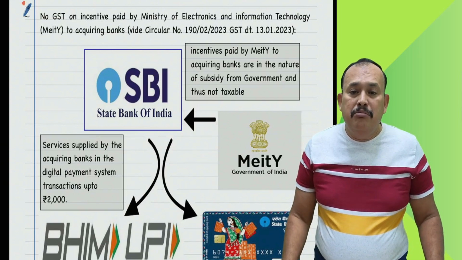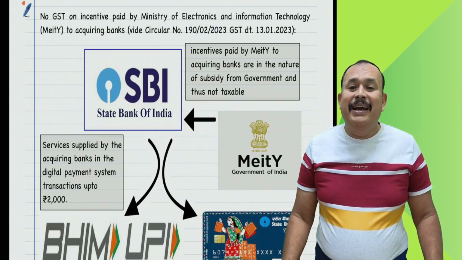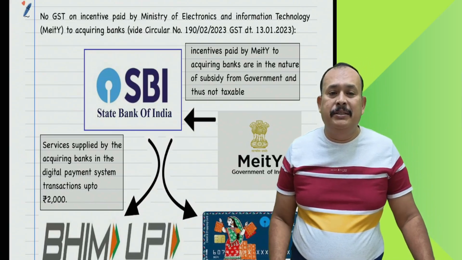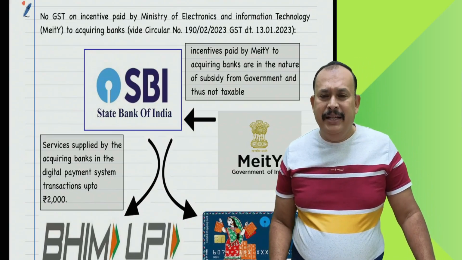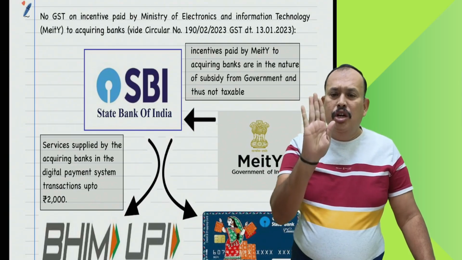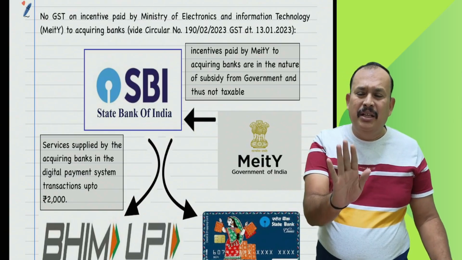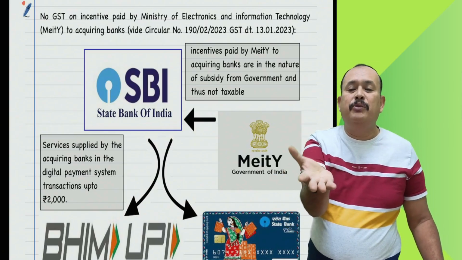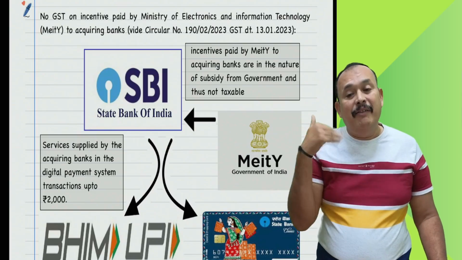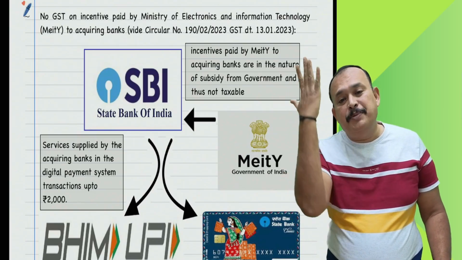Then the Ministry of Electronics and Information Technology, MeitY, says, you don't worry banks, how much charges will you charge? Sir, per transaction I will charge 5 rupees, 10 rupees. That, all of it, I will pay to you as a subsidy.